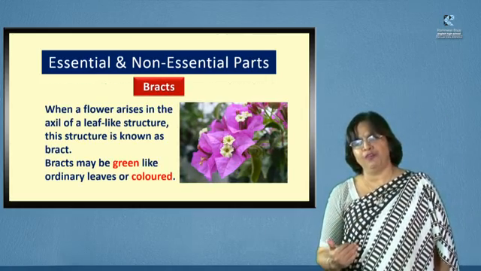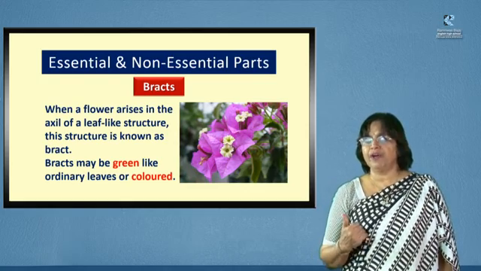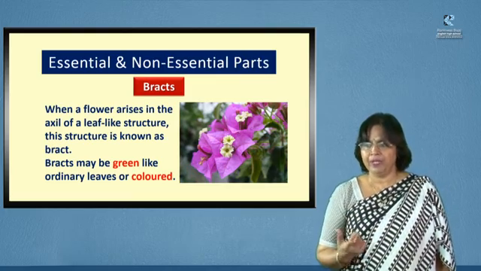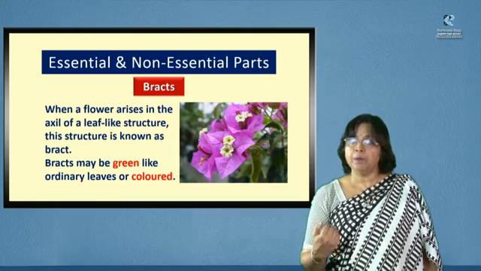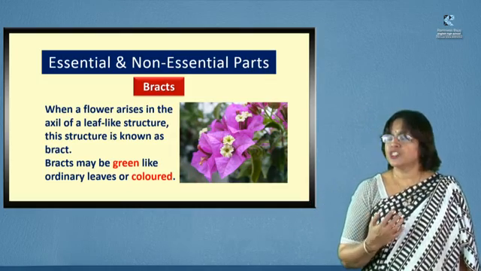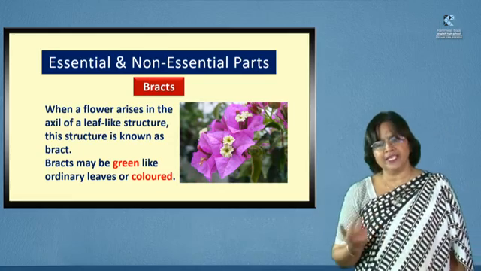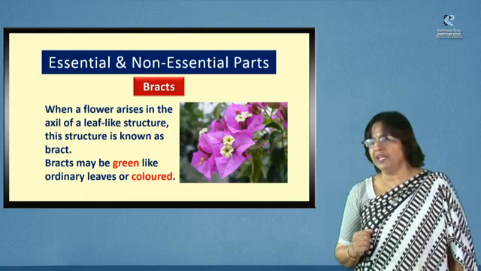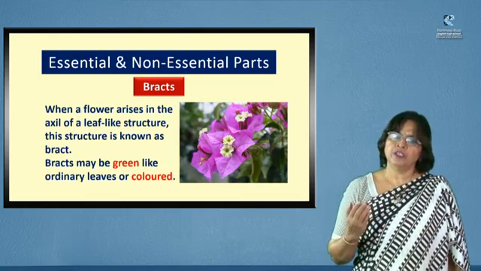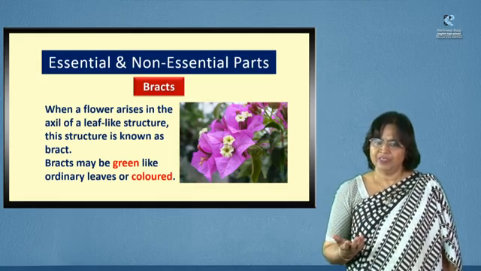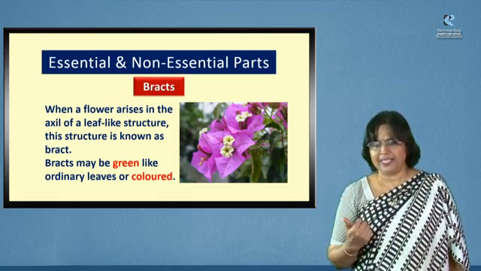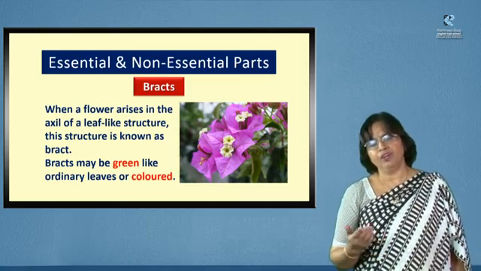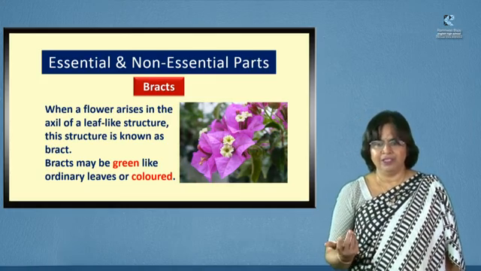Besides the four whorls of the flower, often in some flowers we find an additional whorl, an additional leaf-like or petal-like structure at the base of the flower. That is called a bract. Again, there may be a single bract or a whorl of bracts. In flowers like bougainvillea that we commonly find around us, the bract is colorful like a petal. So, it is a petaloid bract. There are a number of other flowers whose bract is green in color, and then we call it a sepaloid bract.